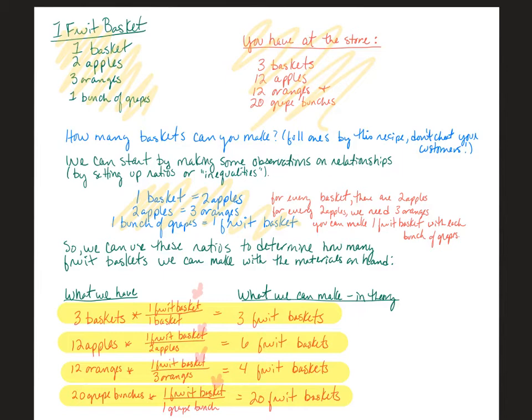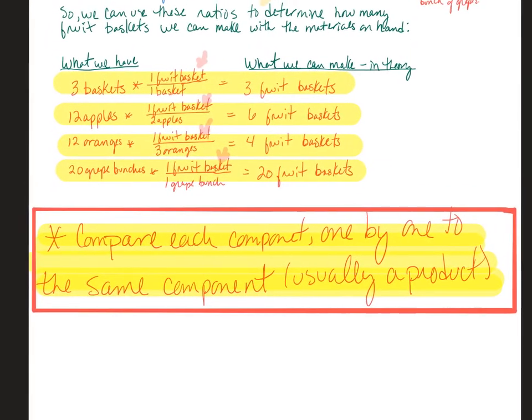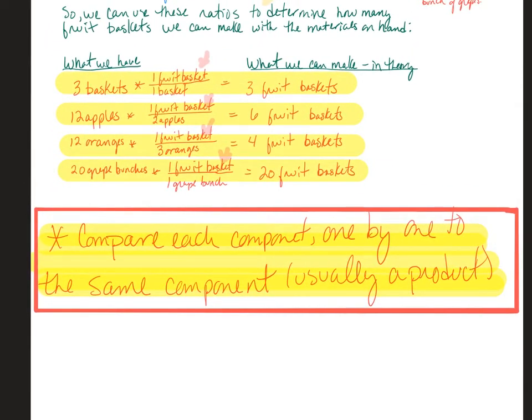And in the end, what we found was that this only made 3 baskets. So we only got 3 fruit baskets because we only had 3 baskets to make them with. Once you ran out of baskets, you just have a bunch of fruit. So you can no longer make a fruit basket. So we're comparing everything to the same component. And the fact that we got 3 baskets led to 3 fruit baskets.